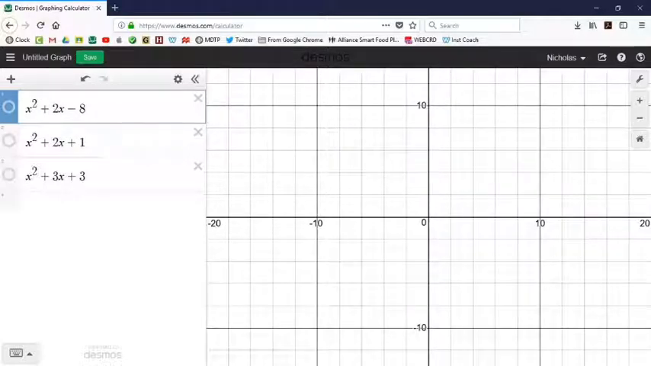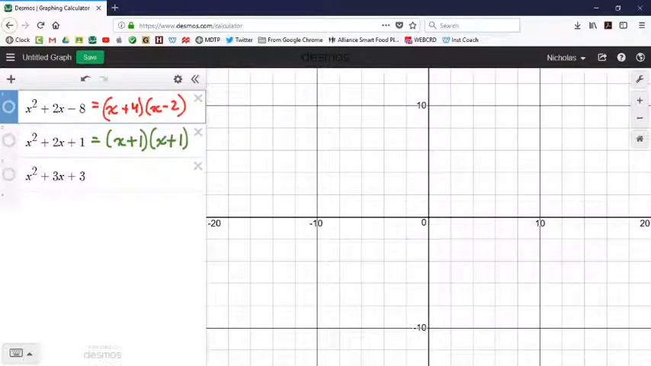So check this out. We factor this first one, and this first one is x plus 4 and x minus 2. Hey! We factor this next one. This next one is x plus 1 and x plus 1. Can I write it as x plus 1 squared? Yes, you can. Oops, I meant to write that in a different color. And this last one is not factorable.